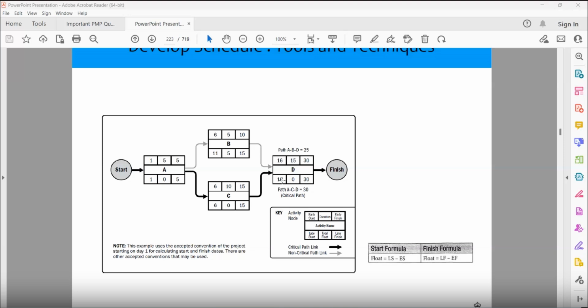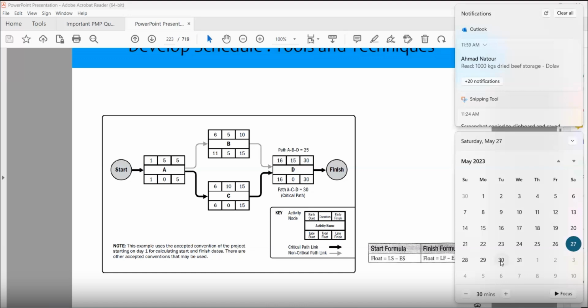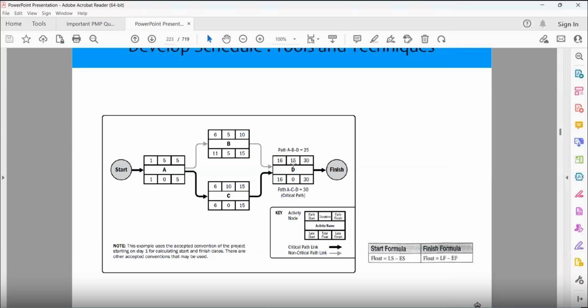If you want to see practically also how 16 is coming and not 15, you can see. Example, 30 and it is taking 15 days. So this is 1, 2, 3, 4, 5, 6, 7, 8, 9, 10, 11, 12, 13, 14, 15. So it becomes 16 actually. So 30 minus 15, 15 plus 1, 16.